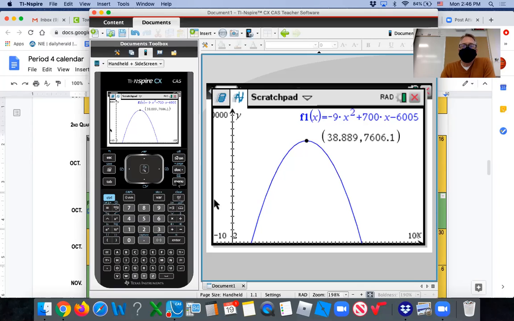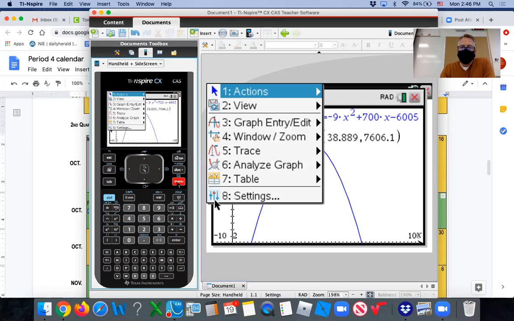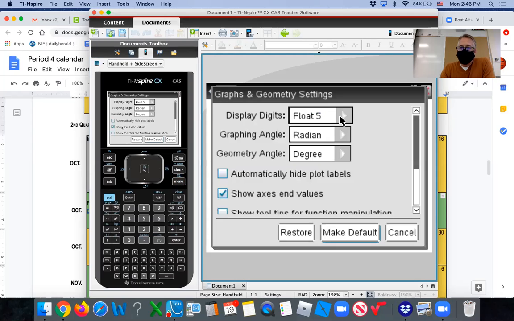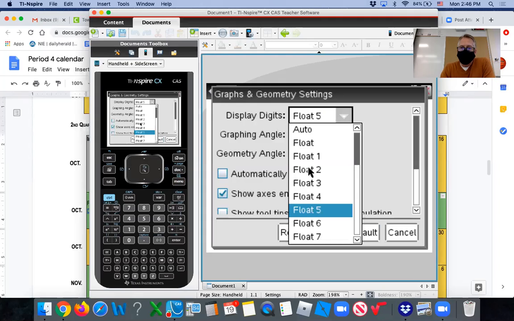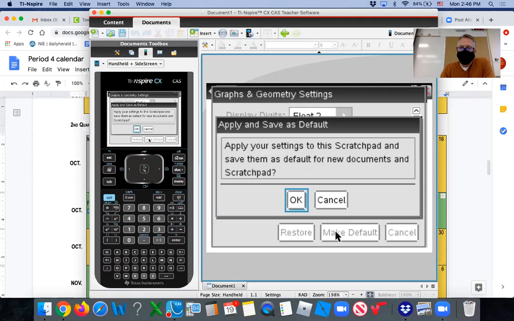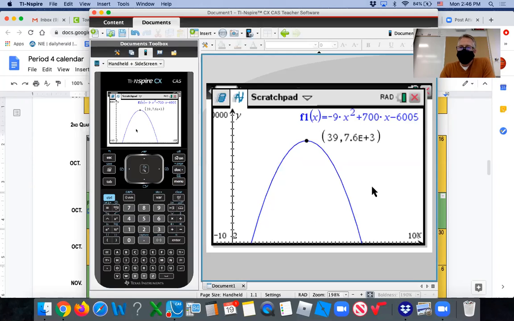So we have a maximum that has an E in it. So let me take a look at that. Something like this, like I have up here. And if you have that, it doesn't mean your calculator's goofy. It means this is scientific notation. So that means 7.6 times 10 to the third, which means we would move the decimal over 3 spots, which would be 7,600.